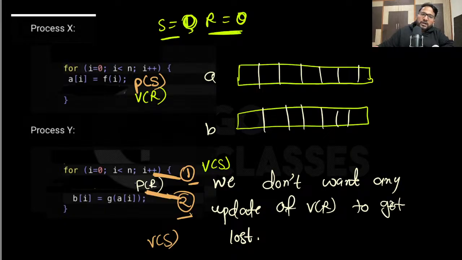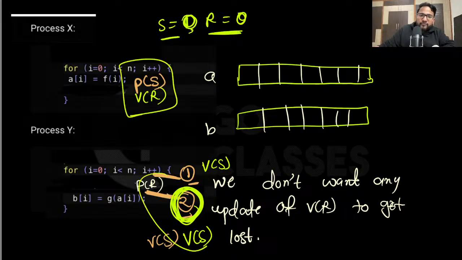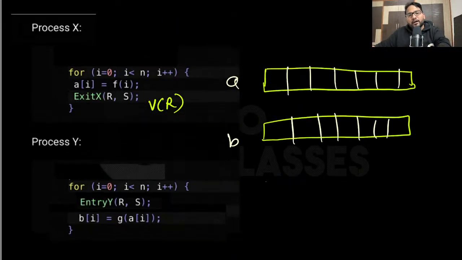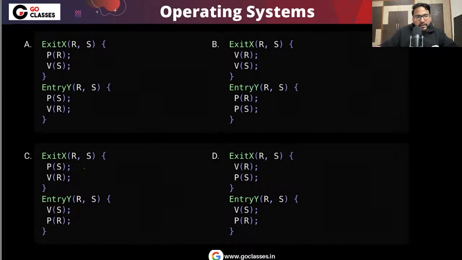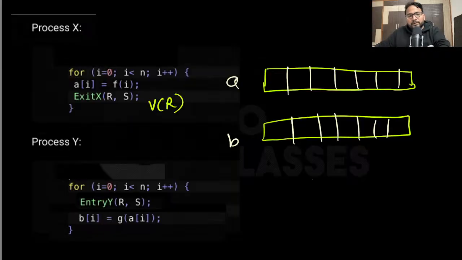So that's for sure. If both of them are being initialized to 0, then you have to write it at place number 2, right? So V of S must be here, right? So PS, VR and PR and VS. So PS, VR, PS, VR and VS and PR.